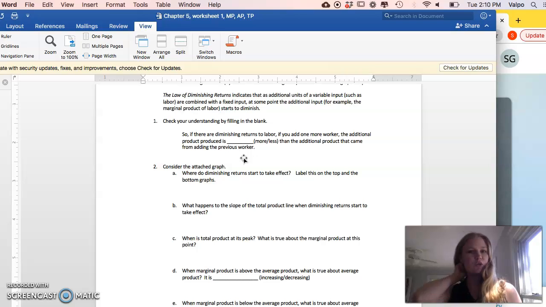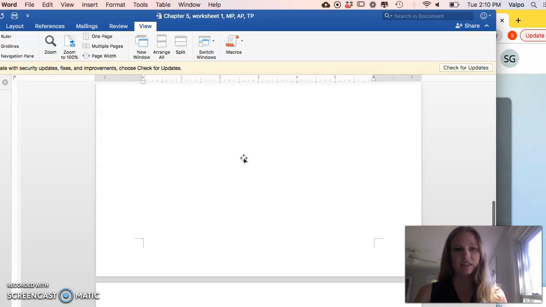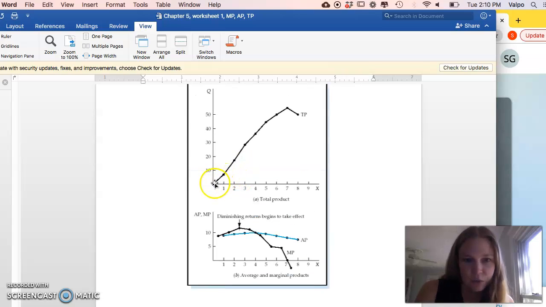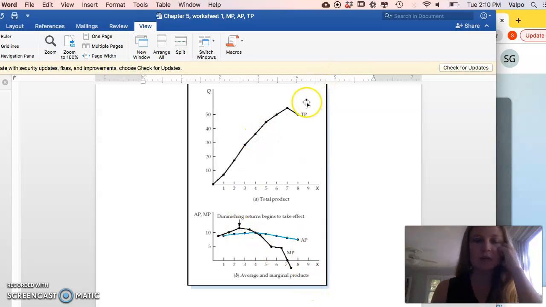What happens to the slope of the total product line when diminishing returns start to take effect? So let's look at that. We've got this total product line, and it gets really steep. Okay, it's really hard to see, but it gets really steep. That's when there's increasing returns to labor. And then it becomes flatter, but it's still positive. So the marginal product is the slope of the total product line. When there's increasing returns, the slope gets steeper right here, okay? Then when there's diminishing returns, it starts to get flatter.